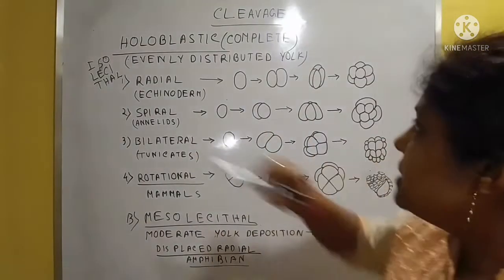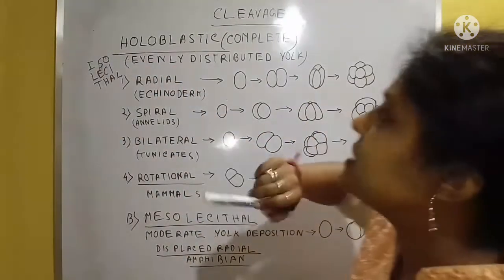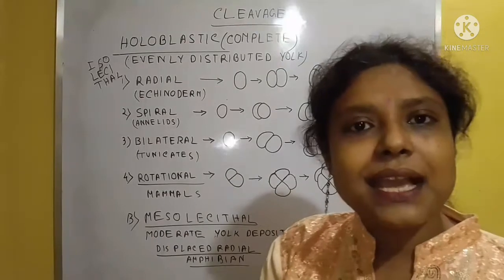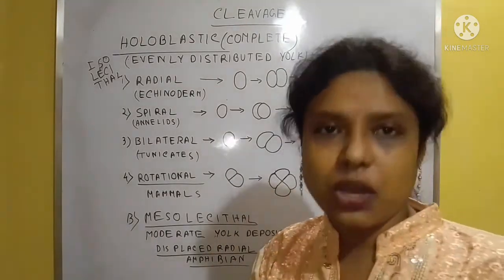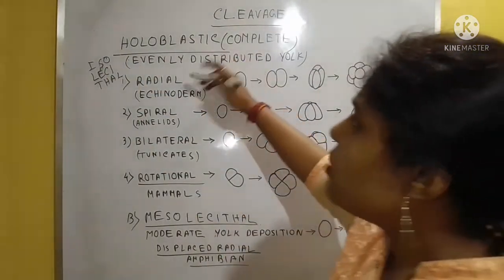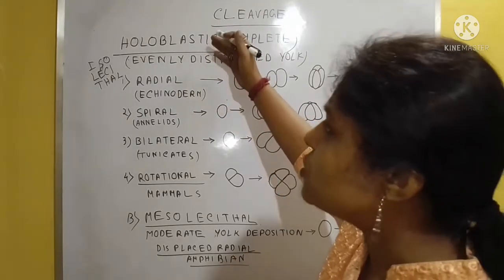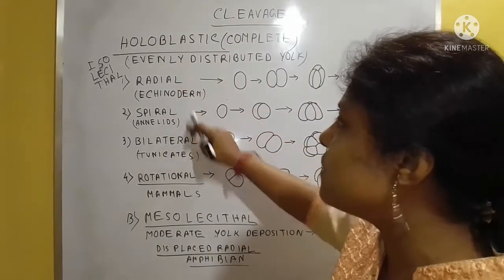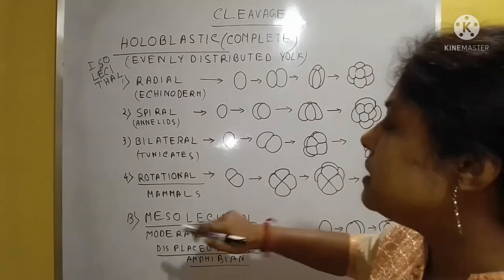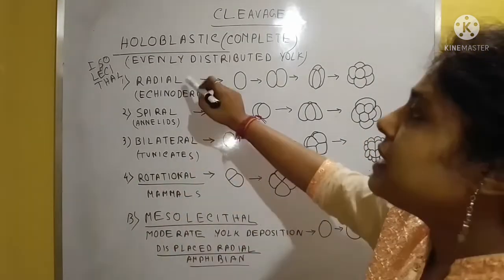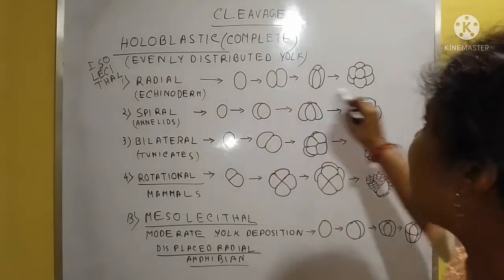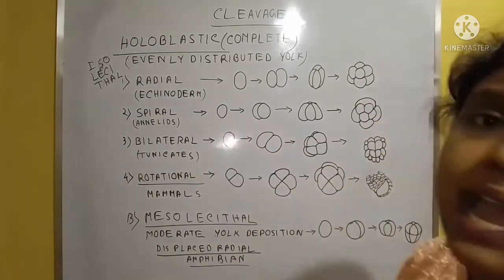So this is isolecithal. In isolecithal, the yolk is distributed evenly, that means the total area is evenly distributed with yolk, so that's why it is known as isolecithal. Under isolecithal we see different types of cleavage pattern. One is radial, second is spiral, third is bilateral, fourth is rotational. In radial we see this kind of cleavage pattern, and the example is echinoderm.